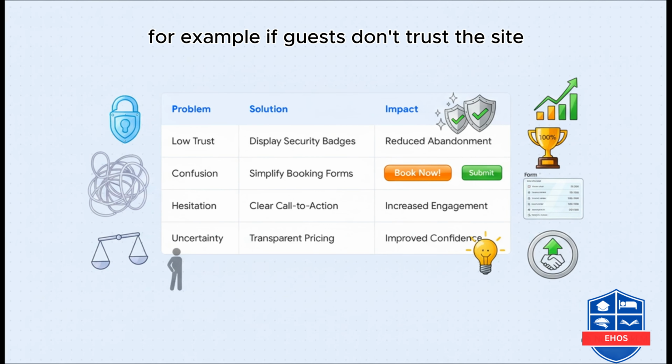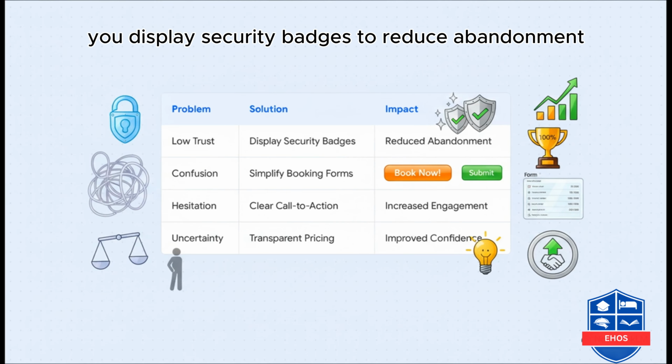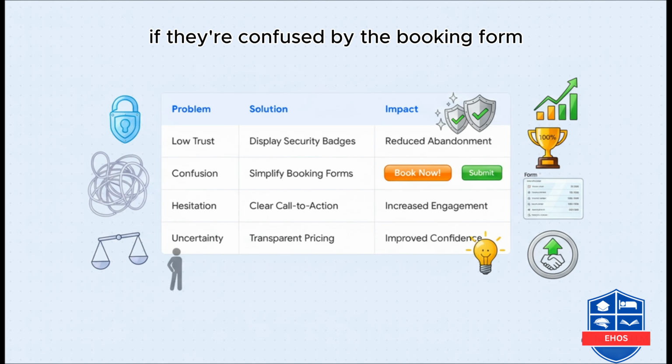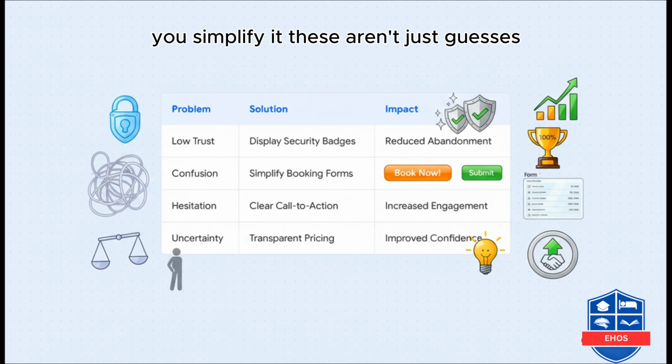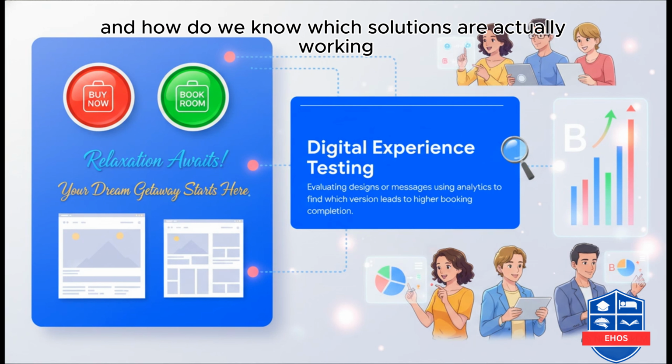For example, if guests don't trust the site, you display security badges to reduce abandonment. If they're confused by the booking form, you simplify it. These aren't just guesses. These are proven strategies that directly build guest confidence and, you guessed it, boost your booking numbers. And how do we know which solutions are actually working best?